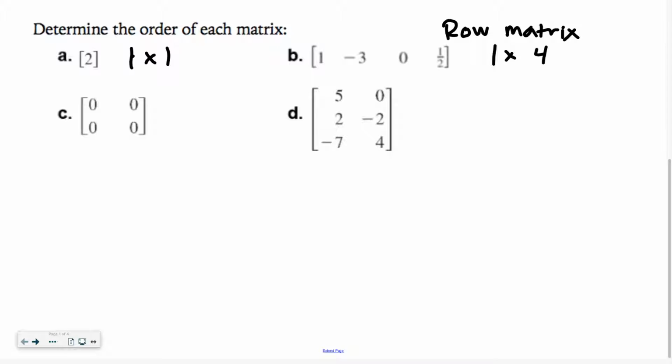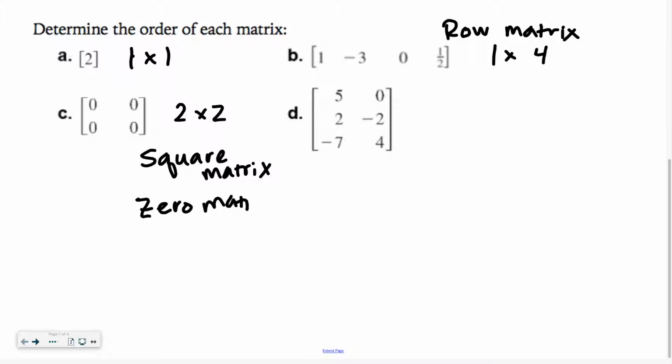C is 2 by 2, and this is the one where rows equals columns, so we call this a square matrix. And this also has a special name because all the entries are 0. You can also refer to that as a 0 matrix. And then D was a 3 by 2. 3 horizontal, 2 vertical. Any questions about orders?